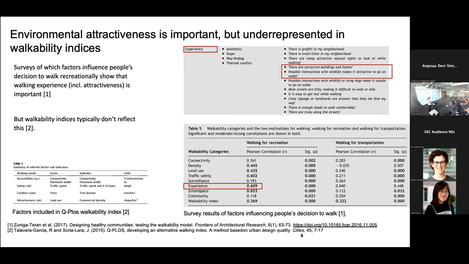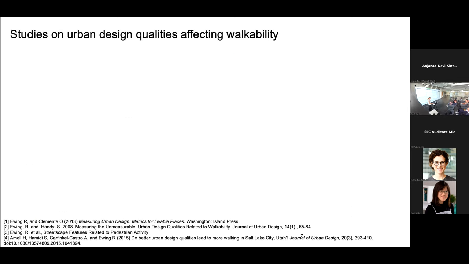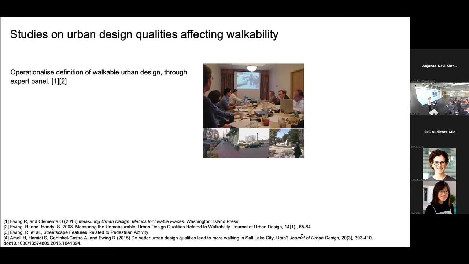So even though the attractiveness of the built environment is often not considered, there have been some past studies that have looked at its importance and how it contributes to walkability. These studies are all by Reid Ewing and his team, because I think they're very high quality. So I'll just discuss these.